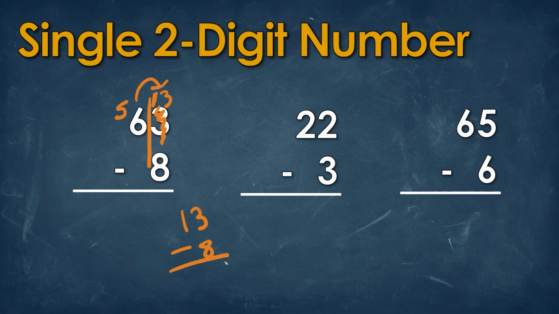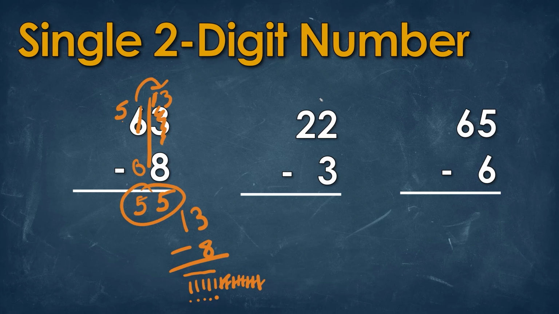Well, if we take 13 minus 8, we're going to have 13 sticks. 1, 2, 3, 4, 5, 6, 7, 8, 9, 10, 11, 12, 13. Let's subtract 8. 1, 2, 3, 4, 5, 6, 7, 8. We have this many sticks left, which equals 1, 2, 3, 4, 5. This equals 5. Well, now, see, we took the 6 out. We can cross this out, and what's left is a 5. So 5 minus 0 is 5. So 63 minus 8 equals 55.